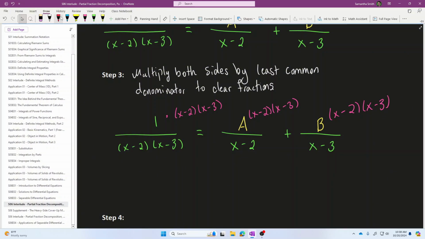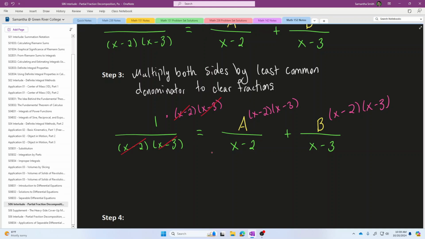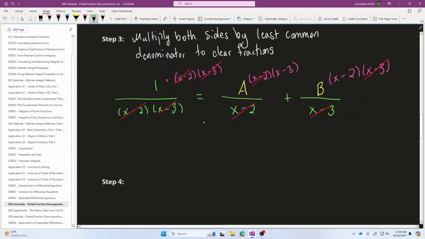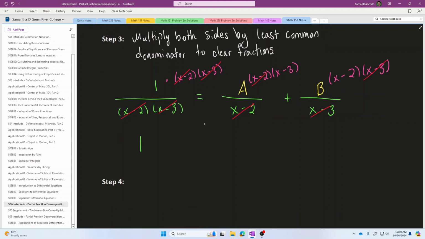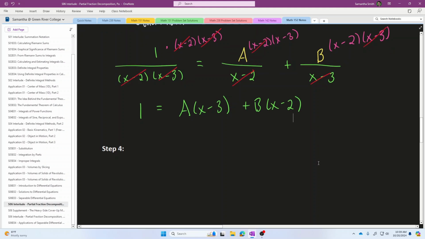Now that I have written this down, I can simplify and clean up what I have written down by canceling common factors. This x minus 2 upstairs cancels with this x minus 2 downstairs. This x minus 3 cancels this one. This x minus 2 cancels this one. And this x minus 3 cancels this one. And then what is left behind from that process is a 1 on the left, an A times x minus 3 on the right, as well as a B times x minus 2 on the right-hand side.